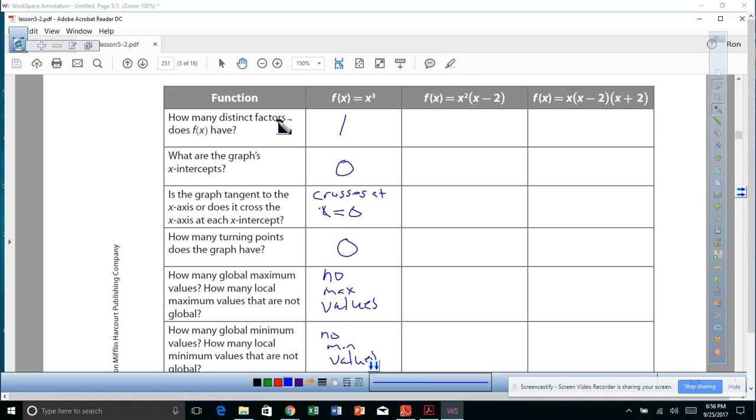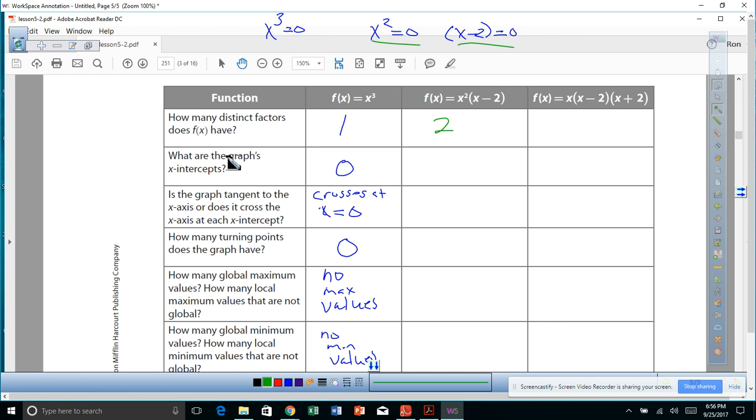Now, how many distinct factors does f of x have? On the first one, you had x cubed equals 0, so that's one distinct factor. Now you have x squared equals 0 and x minus 2 equals 0, so that's 2 distinct factors.